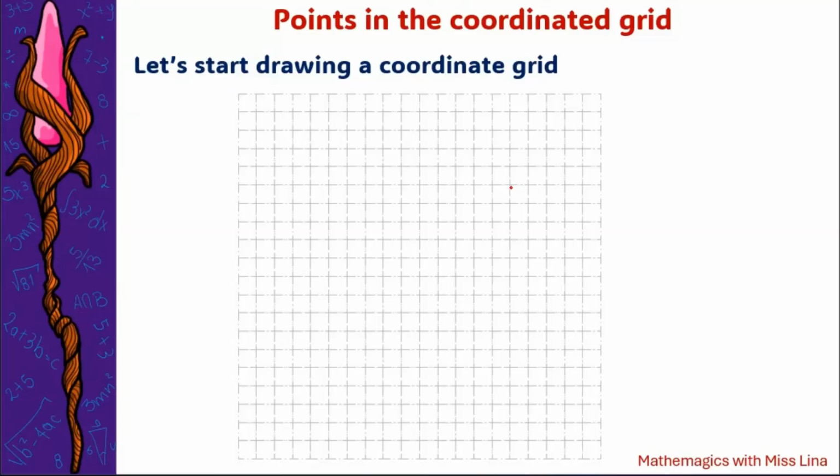Today we are going to learn how to locate points in the coordinate grid. We are going to do it step by step. So the beginning is to draw the coordinate grid. We are going to do it in this grid paper that I have here, similar to the one that you would have in your notebook.